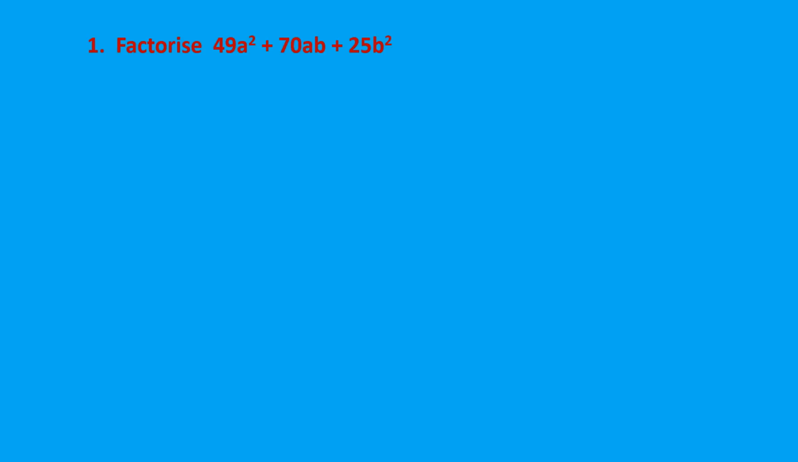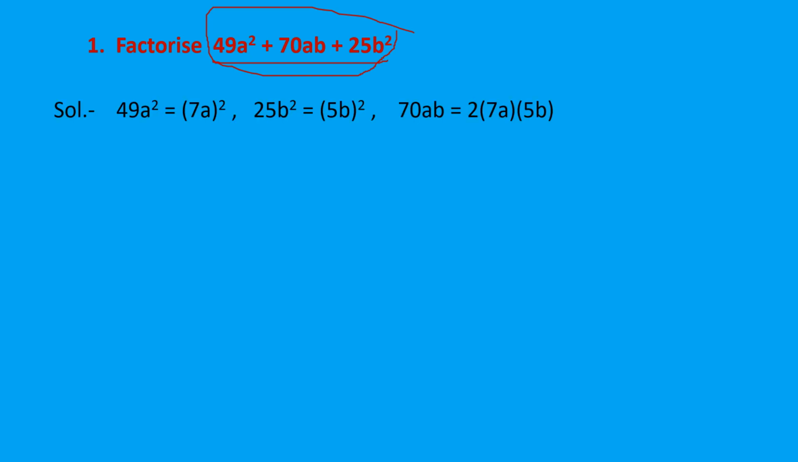Let's see another question. The question is factorize 49a square plus 70ab plus 25b square. Now if we see this expression like this only, we cannot compare it with any identity, right? Now if we look, we can write 49a square as (7a) whole square, right? 7 into 7 is 49 and a into a is a square. Now 25b square we can write as (5b) whole square. 5 fives are 25 and b into b is b square. Now the middle term, 70ab.